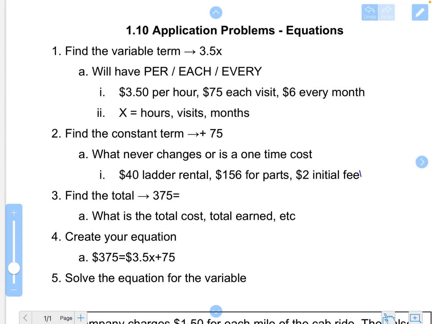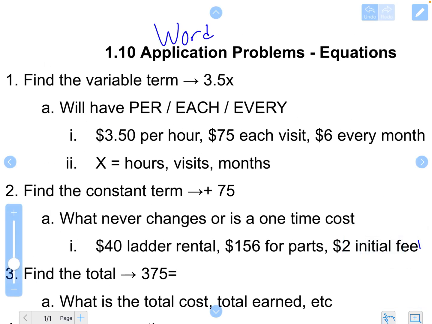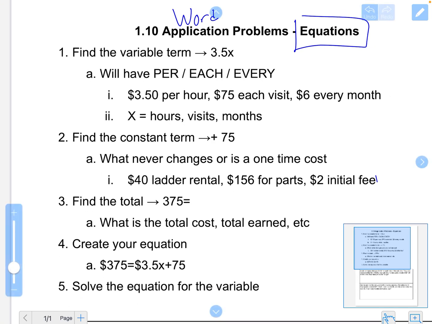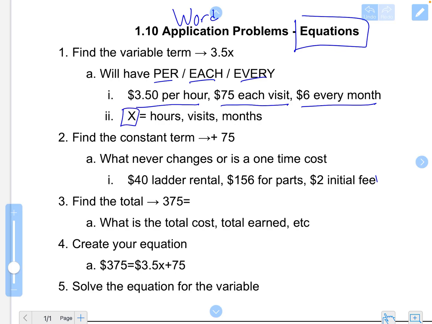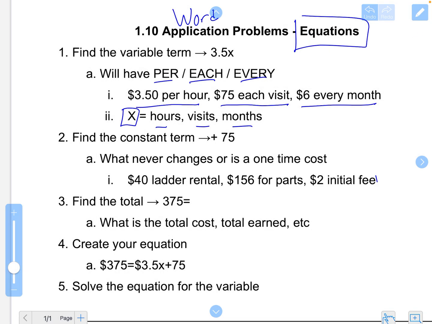Today we're going to talk about application problems, which is the same thing as word problems, and how we turn word problems into equations. So first thing we have to do is find the variable term. Our variable term will have a per, an each, or an every. So $3.50 per hour, $75 each visit, $6 every month. And so the variable, or the X, is the hours, the visits, the months, whatever the per, each, or every is.